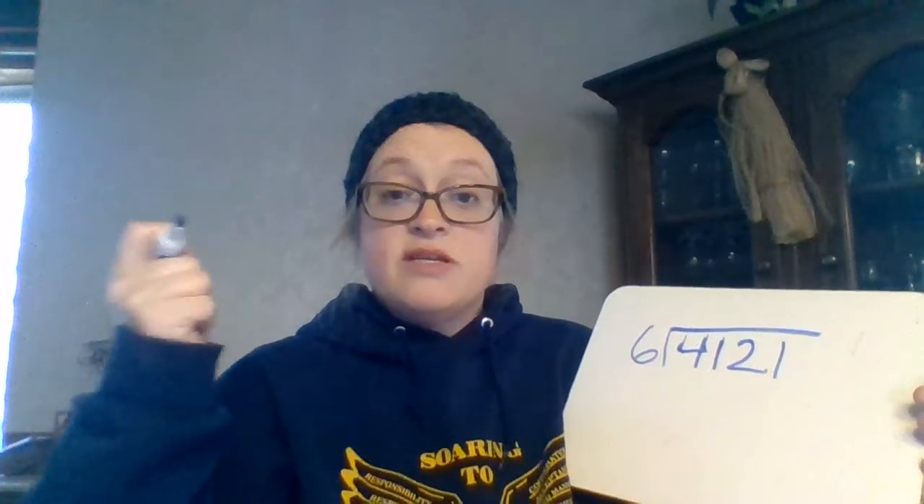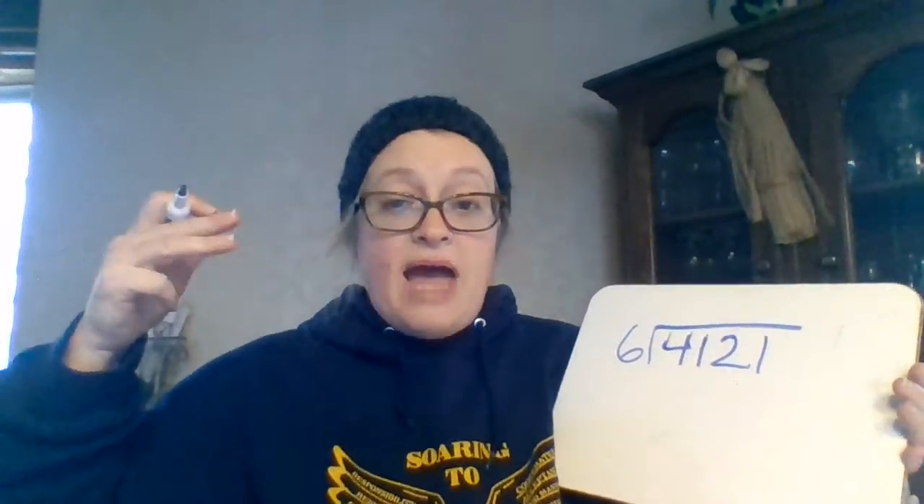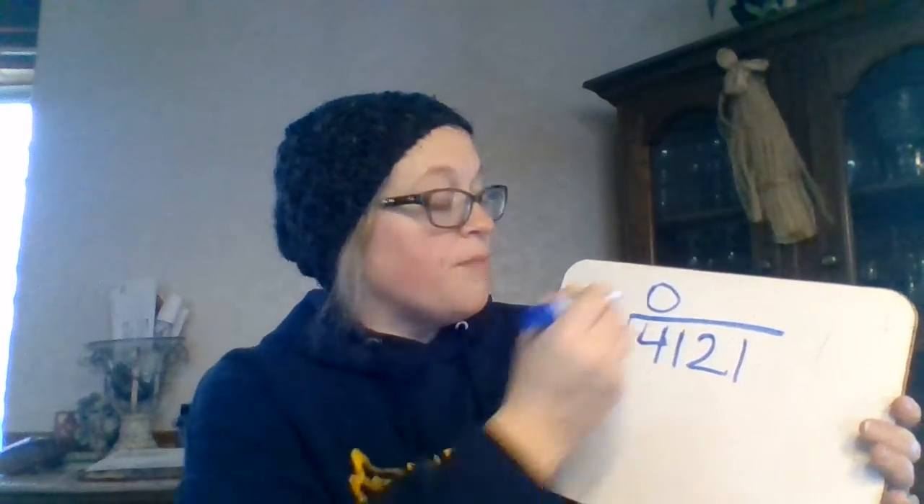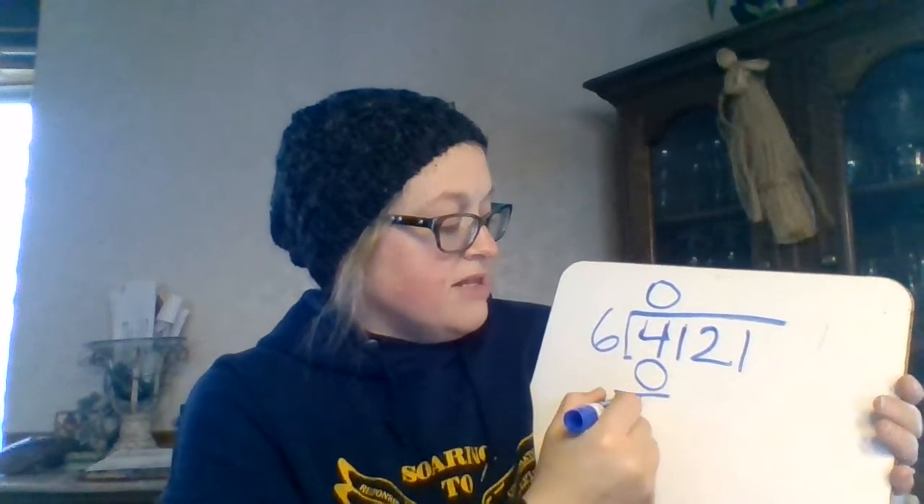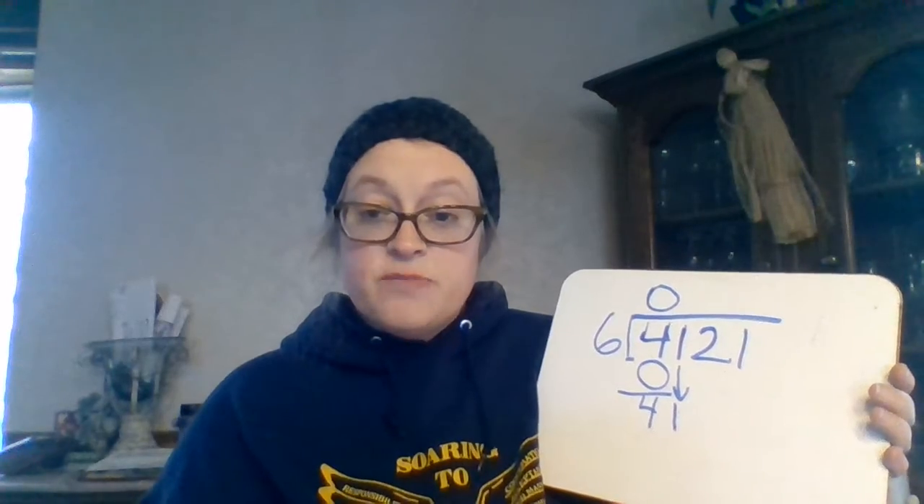And the last one, 4,121 divided by 6. Remember our steps. Divide, multiply, then subtract, bring it on down, and then bring it on back. And because we have a 4-digit dividend, we're going to go through those steps 4 times. So the very first thing we do is 4 divided by 6. You cannot do 4 divided by 6 because it's not big enough. And we're going to hold our place with a 0. 0 times 6 is 0. 4 minus 0 is 4. And then we're going to pull down that 1 and go back to the beginning.